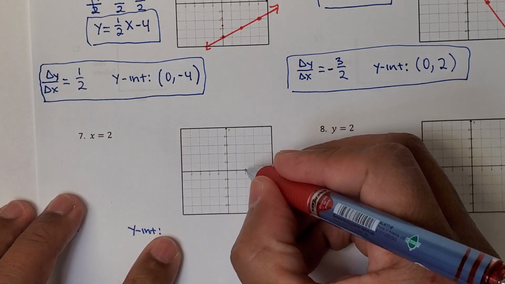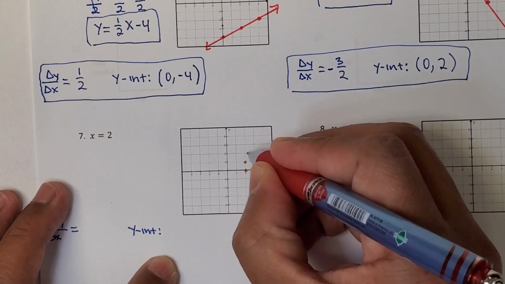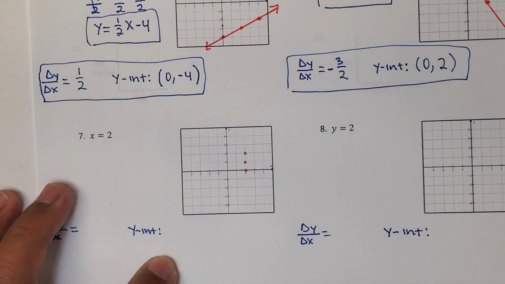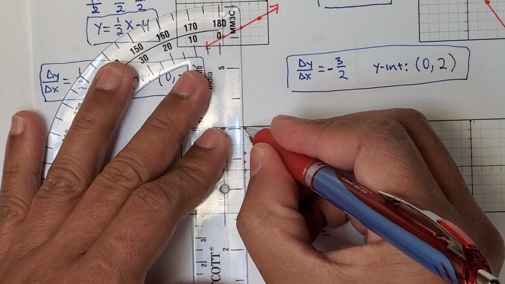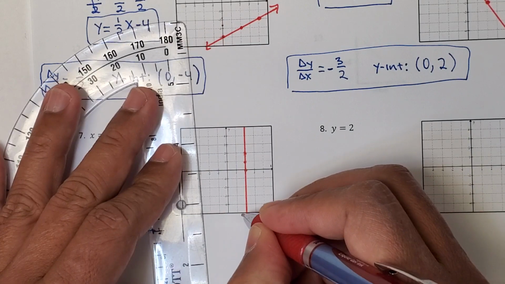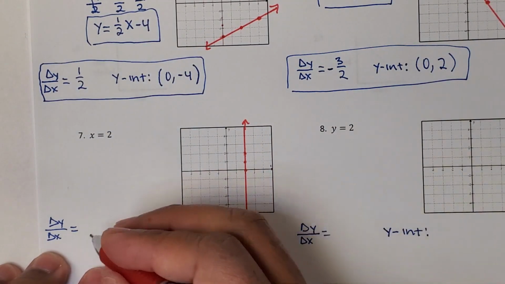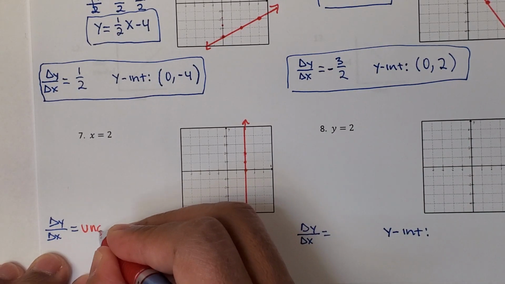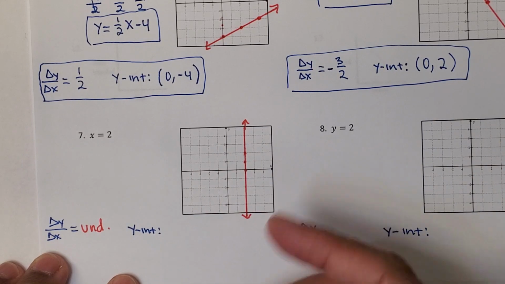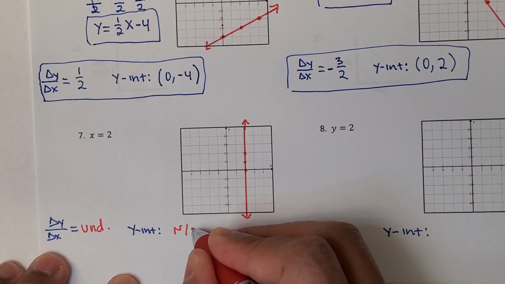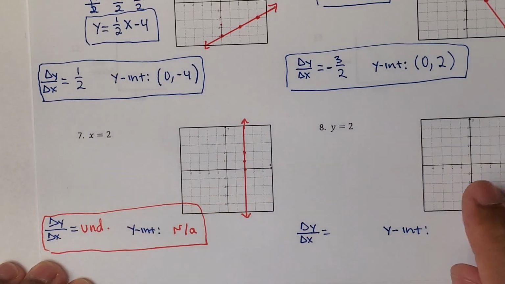So I'm going to plot 3 points at x equals 2. 1, 2, and I can keep going up, 3. And then I'm going to graph the line. So then I'm going to use my straight edge or ruler. And this is the line that represents that equation. Okay, so what is the slope of this one? Undefined. Okay, what is the y-intercept? Does it cross the y-axis at all? No, so we just say none. Okay, so this will be the answer to this problem.